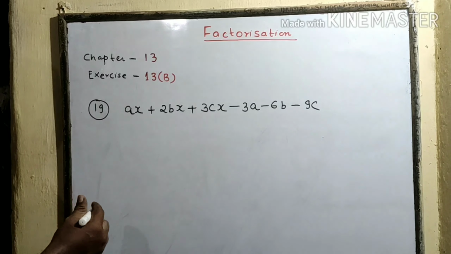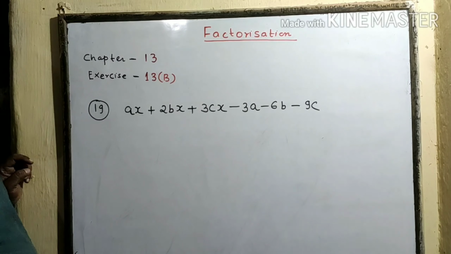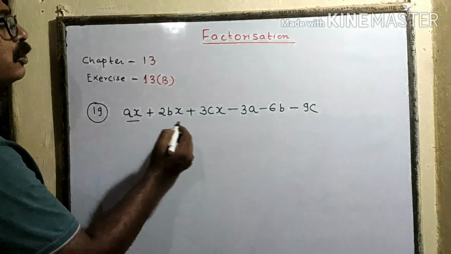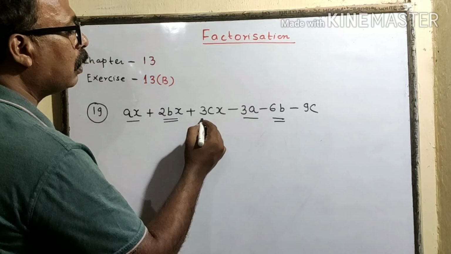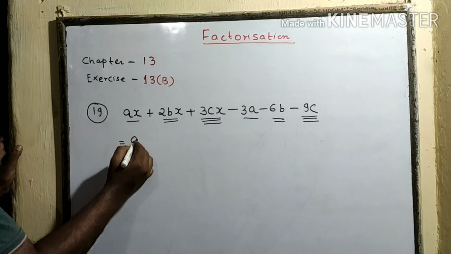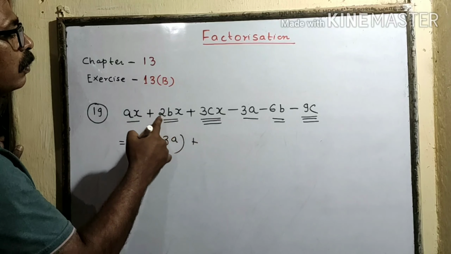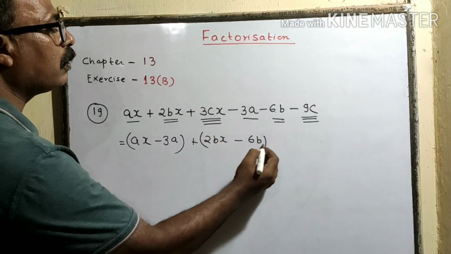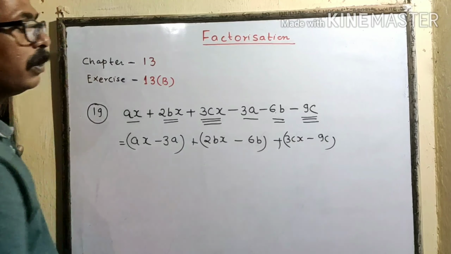So in question number 19 we have ax plus 2bx plus 3cx minus 3a minus 6b minus 9c. We will make group. We will make group of this one and this one together, this one and this one together, and this one and this one together. So at first we'll write ax minus 3a one group, 2bx minus 6b another group, and 3cx minus 9c one group.